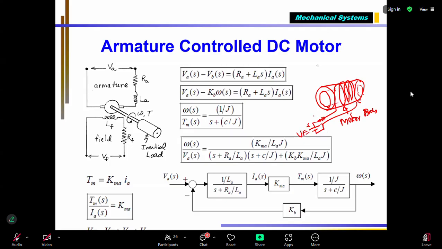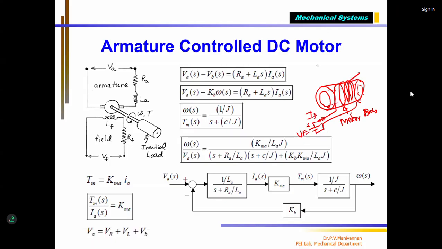Because the current IF is going, this coil has RF and LF. Correct? That is fixed because you know the motor body will not move. It is bolted. Then you have the armature. The armature is a rotating part. It is made of iron, a ferrous material, and it is inside. And there's a shaft coming out. This is the motor shaft.